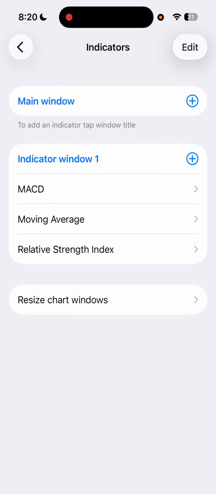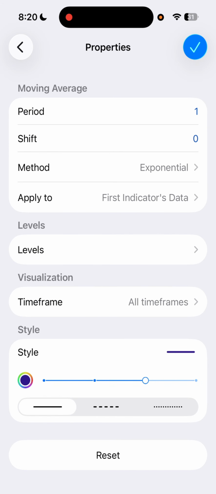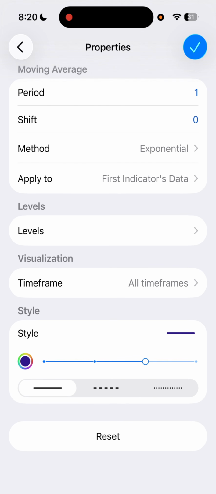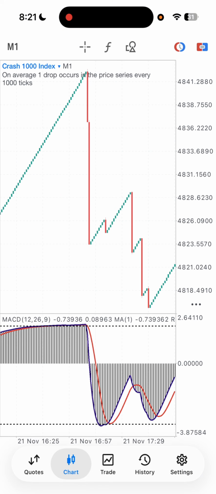Then the second indicator, you want to put on the Moving Average with period 1, shift 0, method Exponential, then apply to First Indicator's Data. Then you don't add any levels. For the style, you put it to 3 pixels, color blue, as you can see, then you click on save.